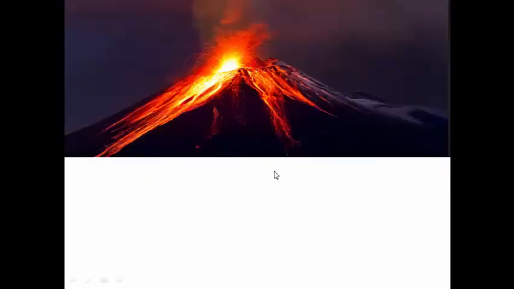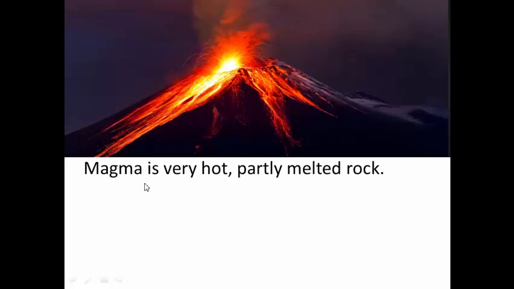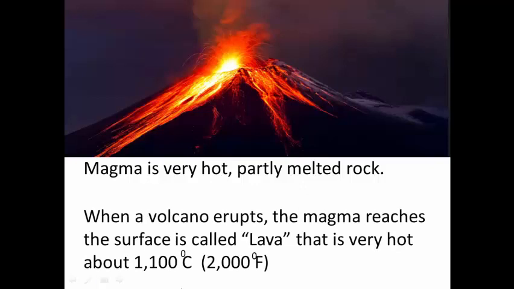We have here the volcano, and all of us know the magma. The magma is very hot, partially melted rock. So guys, we learned before that magma is very hot and consists of molten or melted rocks. It's not a new thing for us. I think that's not the first time for us to learn about this. But here we have very new information about the temperature of this magma or lava.